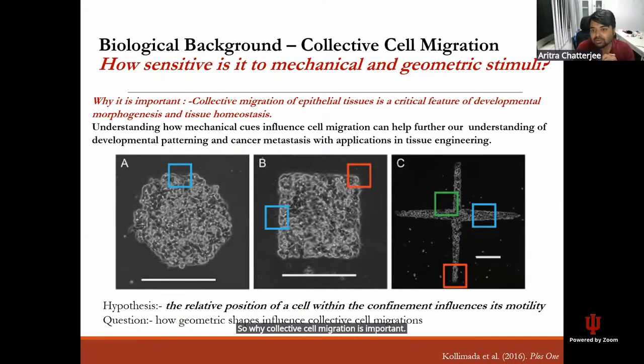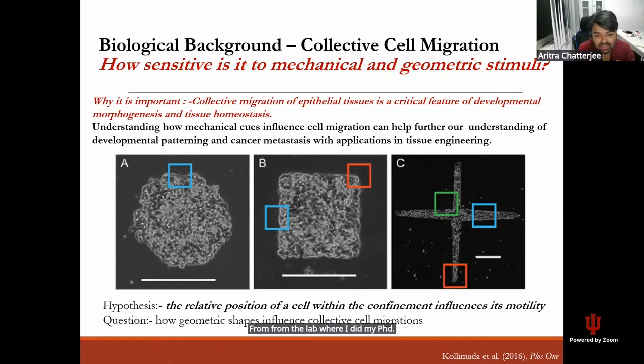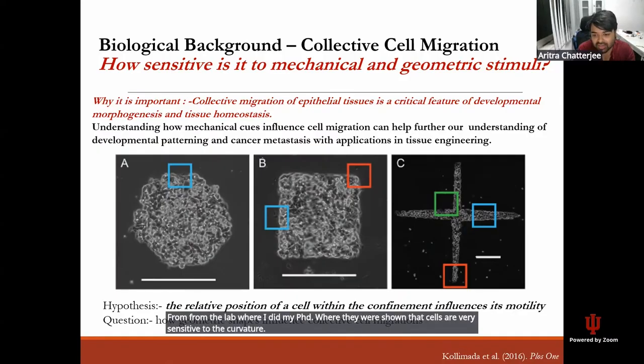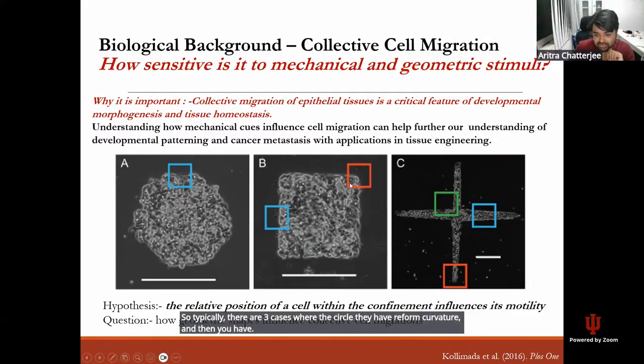By this time, we all know it's a critical feature of morphogenesis and homeostasis. And I wanted to replicate the results from this paper, which is from the lab where I did my PhD, where it was shown that cells are very sensitive to the curvature of the geometric confinement they are in. So there are 3 cases: the circle, where there is uniform curvature, and then you have a square and a cruciform, where we have regions of sharp curvature changes.